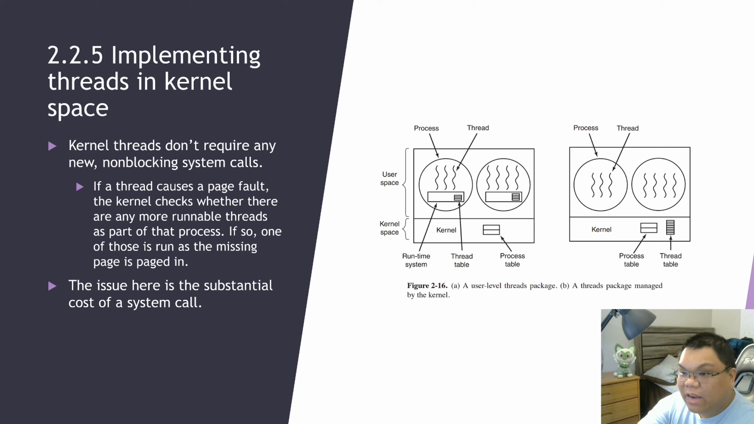Kernel threads don't require any new non-blocking system calls. If a thread causes a page fault, the kernel checks whether there are any more runnable threads as part of that process. If so, one of those threads is run as the page is being paged in. So remember what I said about paging and page faults? When a program tries to read something that isn't loaded into memory yet, that causes a page fault. That should not cause all other threads to stop what they're doing. So the kernel decides, okay, thread 1 caused a page fault, so thread 1 is blocked. Thread 2, you can run in the meantime while I go fetch thread 1's missing page. The only issue here is that the system call itself also has a high cost.